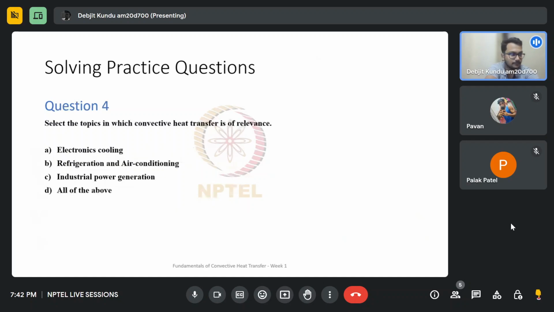Read the question carefully, try to figure out the solution, and once you have figured it out, you can type in the chat box or you can unmute and answer as well.